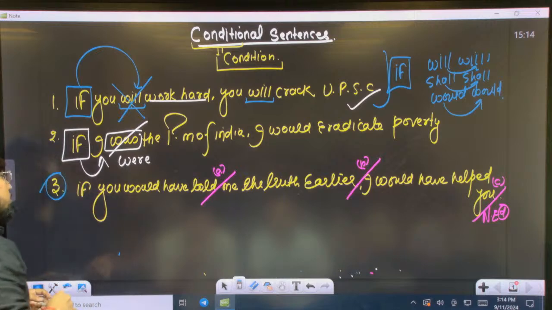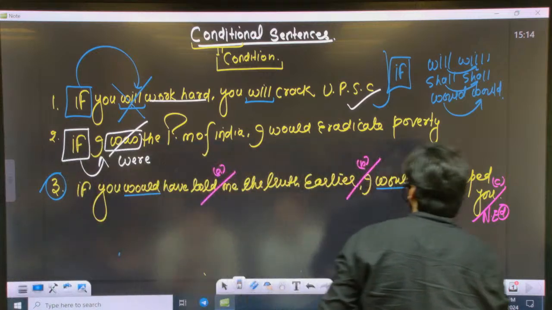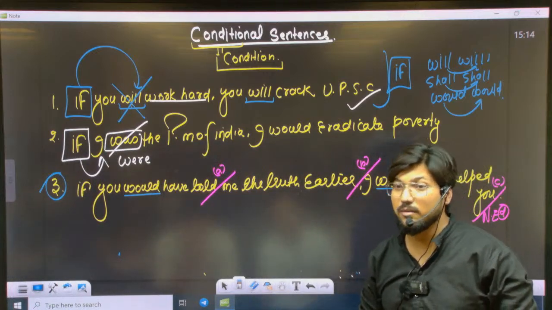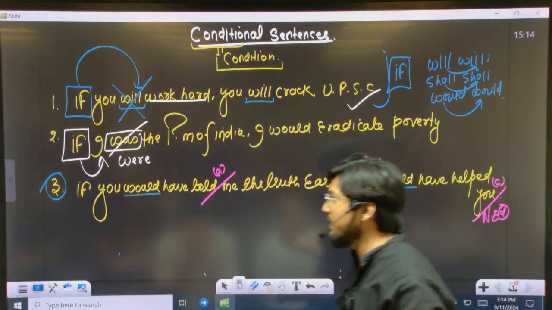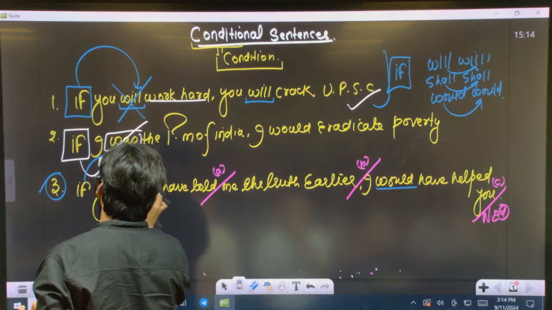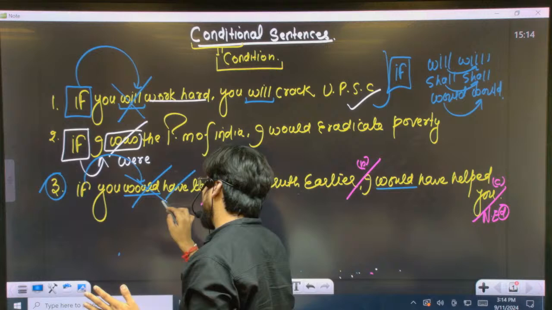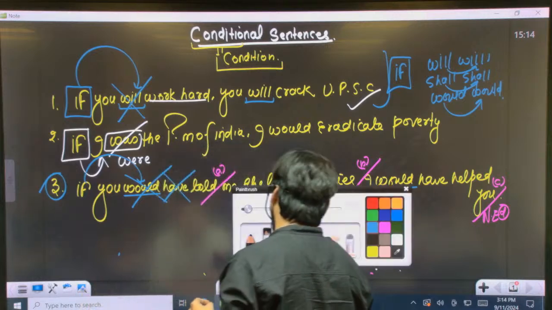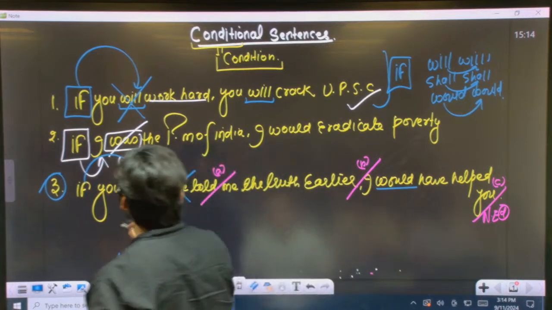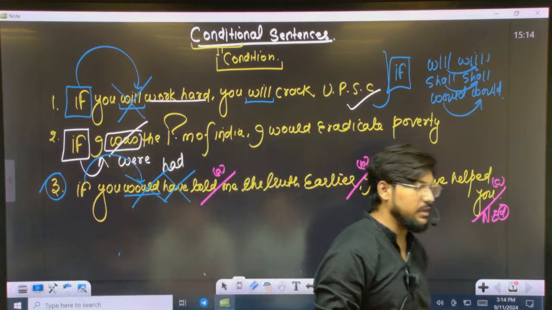Whereas if we talk about question number 3, if you would have, so would also have been used here and here as well. So one word has to be removed. But if we remove this, because if is coming with this sentence, we need to remove this would. But have also must be eradicated from here. The answer must be, if you had told me the truth earlier.